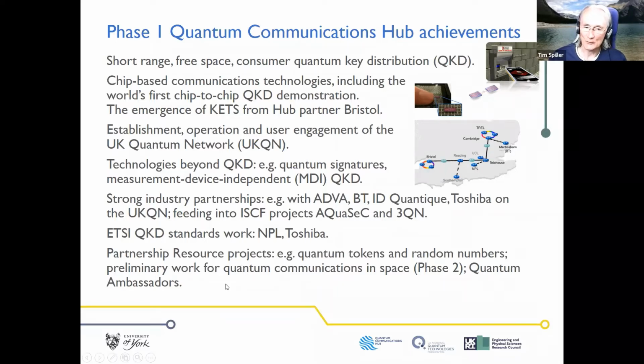In addition to that, we introduced the Quantum Ambassador Scheme, which has set up A-level quantum education, so people can access in schools particular educational resources for learning about quantum technologies as part of that. And we're hoping to continue that into phase two as well.